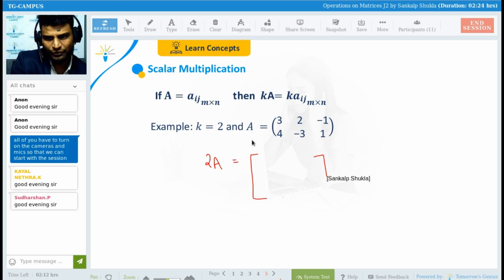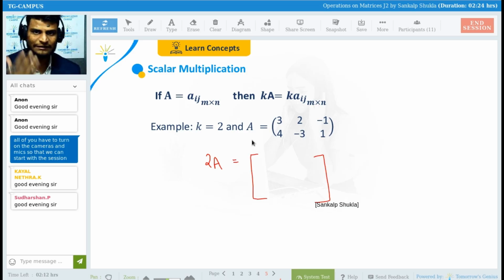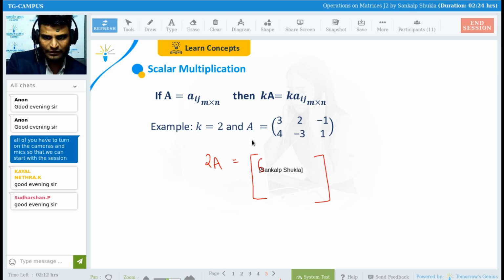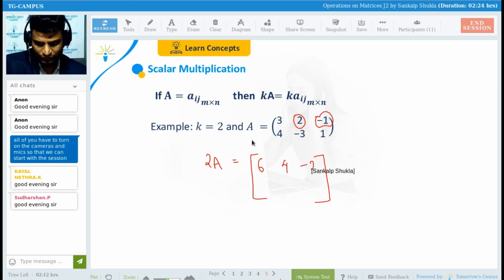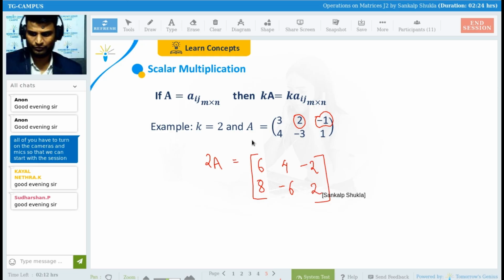Again, not an issue. What I've told you is that you have to multiply each and every element by that number. So it will be 6. The second element is 2, so it will be 4 because you have to multiply it by 2. Then it is minus 1, so it will be minus 2. Then it is 4, so it will be 8. Then it is minus 3, it will be minus 6. Then 1, it will be 2. Is that clear?